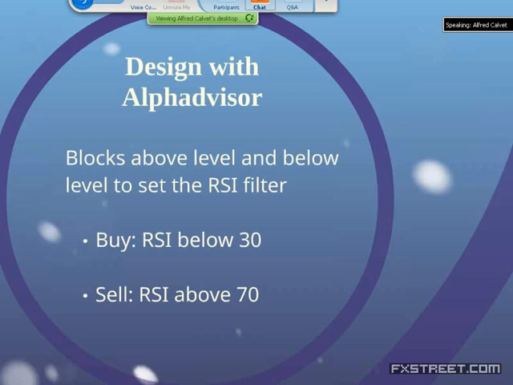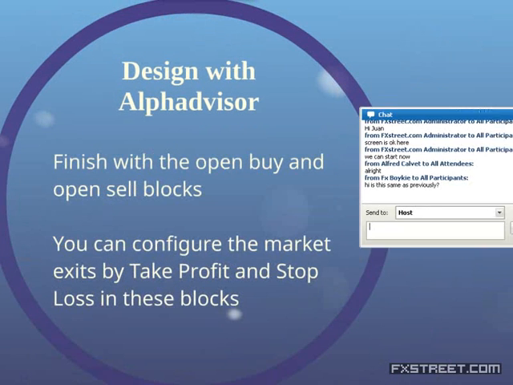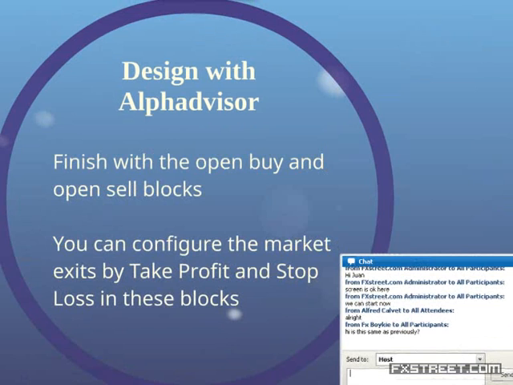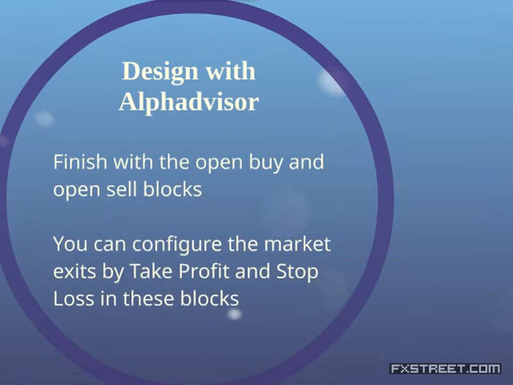So let's go on. To finish, we're going to finish with the open buy and open sell blocks. You can configure the market exit by take profit and stop loss in these blocks, but I recommend you not to do that and wait until you have completed an optimization. By doing so, you will know which are the best values, the values that fit better to the robot.